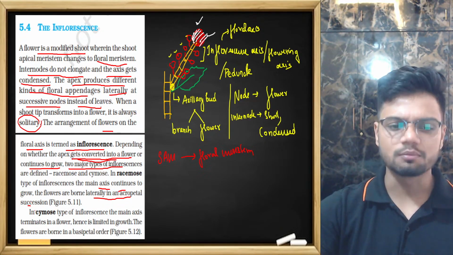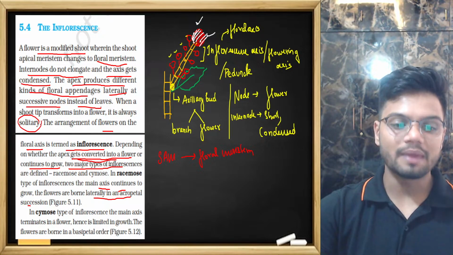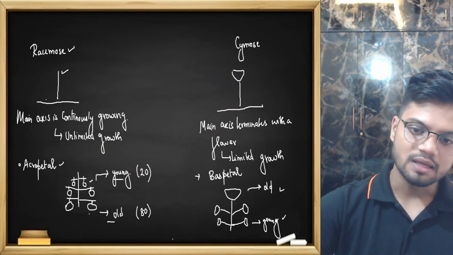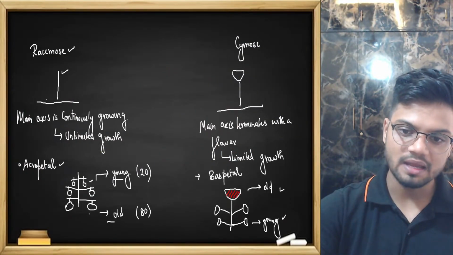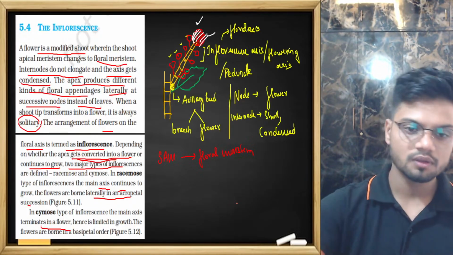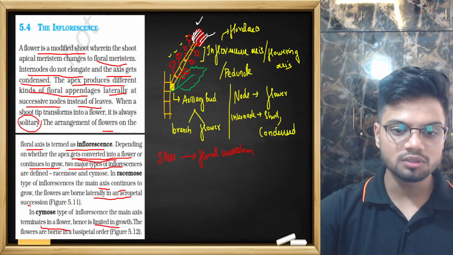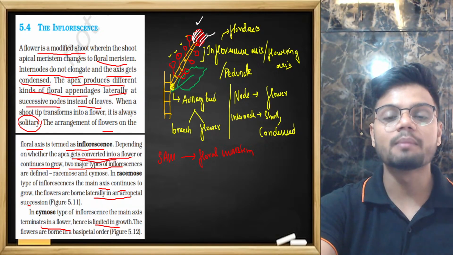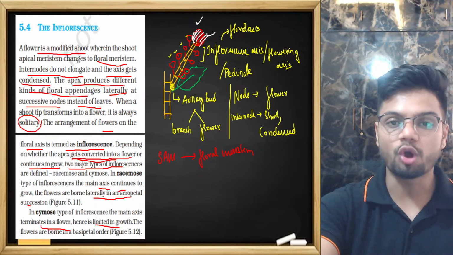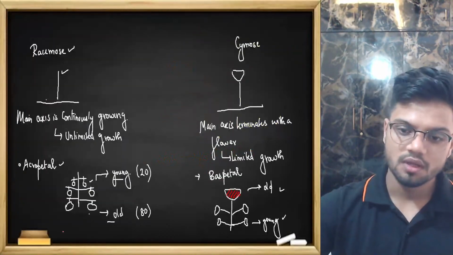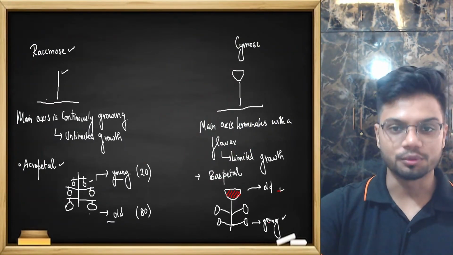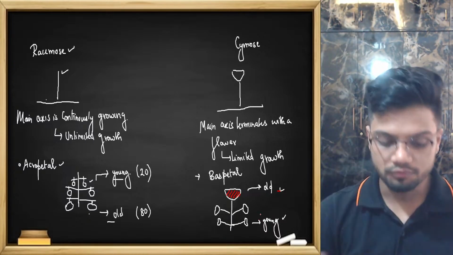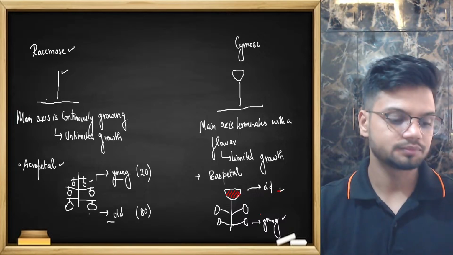Now, what happens in the case of cymose? In cymose inflorescence, the main axis terminates in a flower. Can you see here, students? The main axis is terminating with the flower, hence limited in growth. The flowers are borne in a basipetal manner. What is basipetal manner, friends? Very simple: old at the top, young at the bottom. That is called basipetal succession or basipetal arrangement of flowers. Clear, all of you?